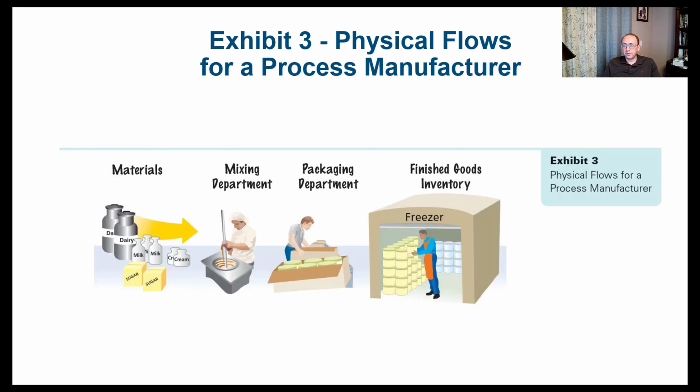So here we have in this exhibit the physical flows for a process manufacturer, and here we start with the material. Again, we have the milk, we have the cream, we have the sugar, and then in the mixing department there's labor who put them together and mix them and make it ready. And then the packaging department where they get the ice cream, put it in different boxes, and it goes out in the form of finished goods. So that's the physical flow for a process manufacturer.